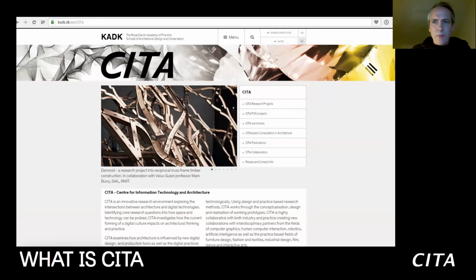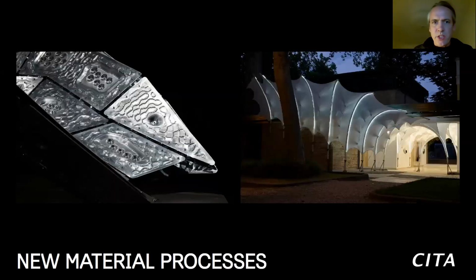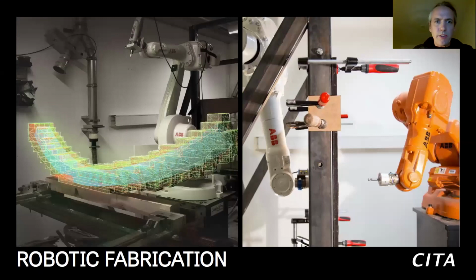CETA is a research center here in Copenhagen. Alison introduced it a bit. It was really a joy to collaborate with you, and we're around 20 people now. We're looking mainly at new material processes, testing out metal forming, CNC knitting, and robotic fabrication as a way to make individual and adaptive ways of producing. So we think about how we do things and how we can get feedback from a material into the tool making and into the fabrication.